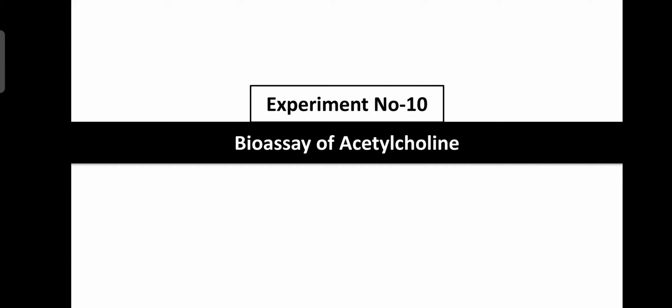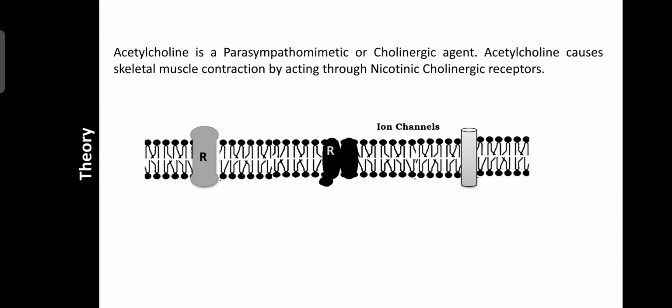Today we learn regarding bioassay of acetylcholine. Acetylcholine is a parasympathomimetic or cholinergic agent. Acetylcholine mainly causes skeletal muscle contraction by acting through nicotinic cholinergic receptors, and it can also act on the smooth muscle through muscarinic receptors, where it is also involved in causing contractions of the smooth muscles.